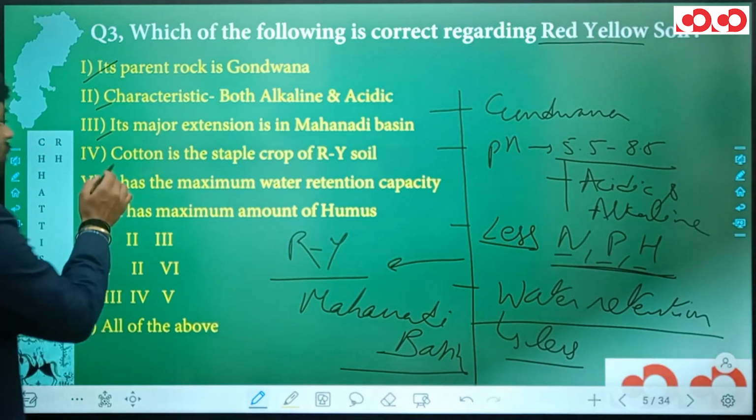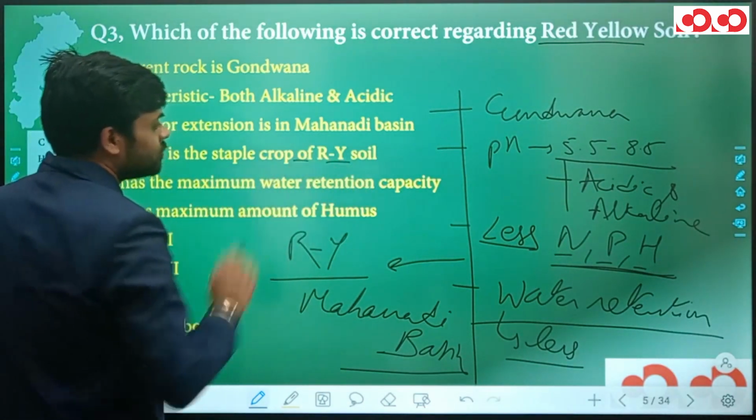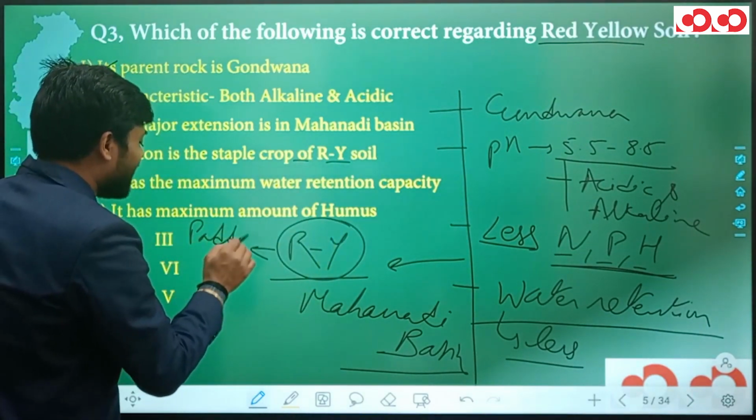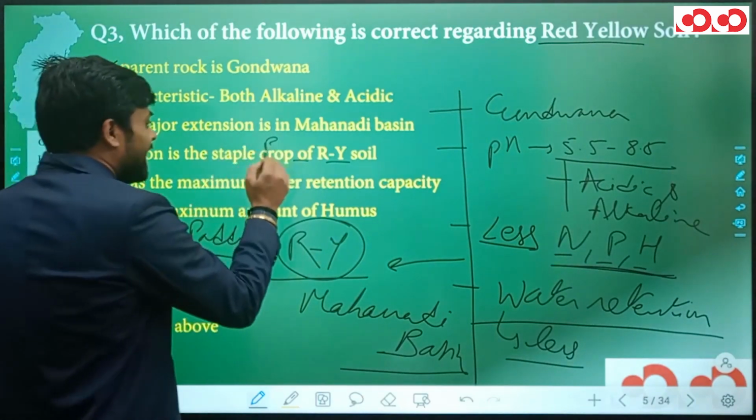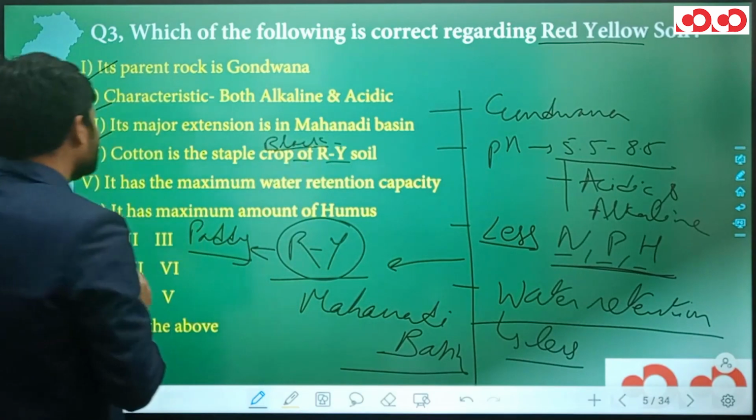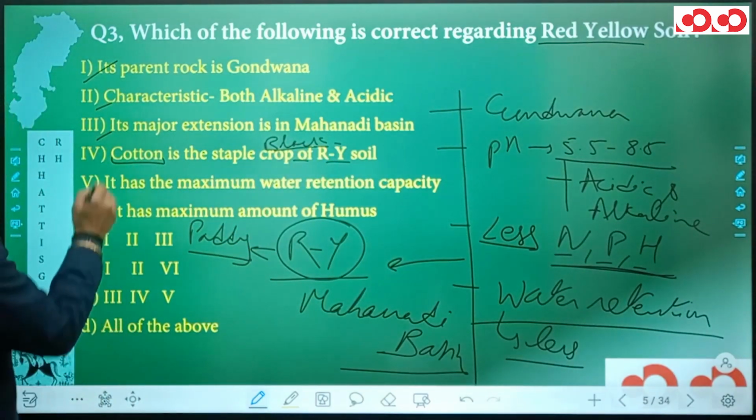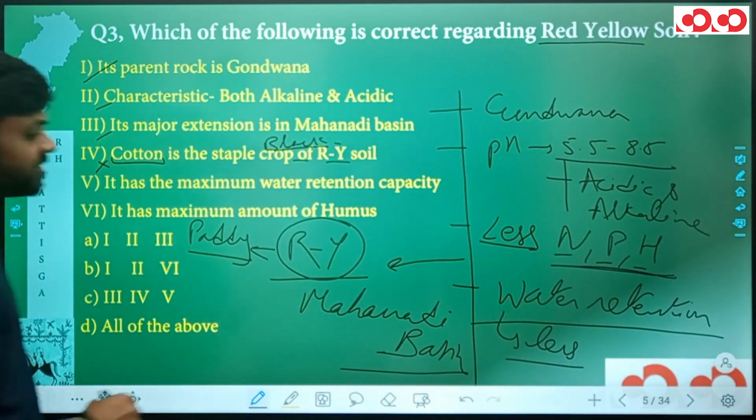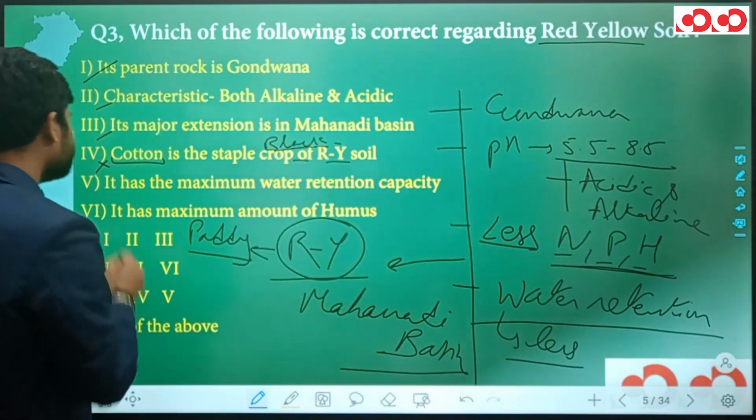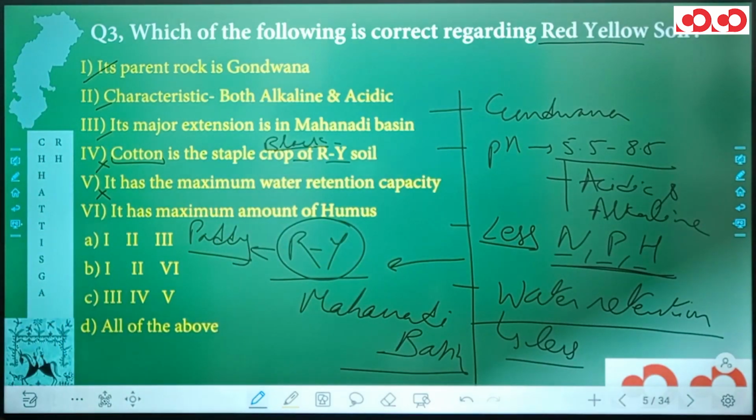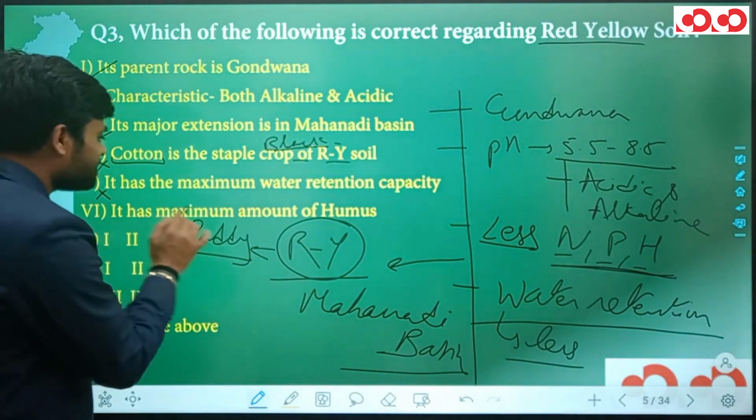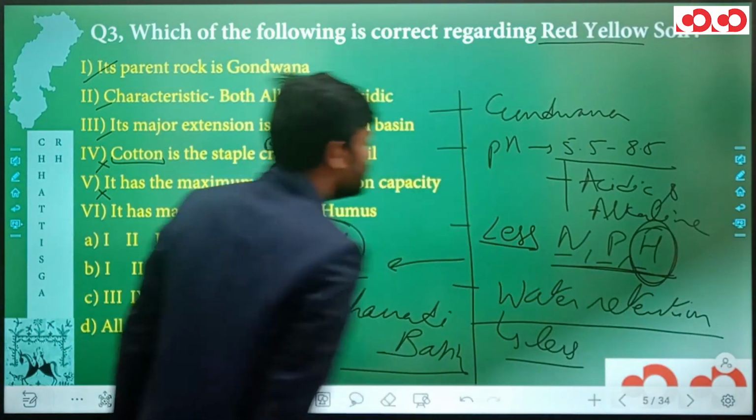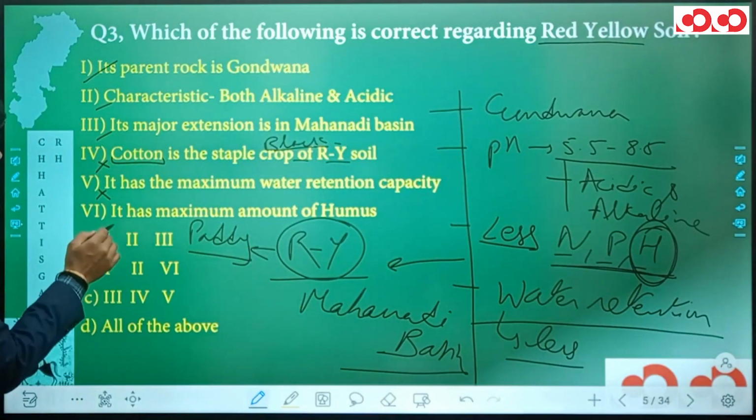Statement 4 says cotton is the staple crop of this red yellow soil. Let me tell you, the staple crop of this red yellow soil is actually paddy, while black soil is more suitable for growing cotton, and hence this statement 4 is incorrect. Regarding statement 5, it has the maximum water retention capacity. We have seen the water retention capacity is relatively less, and hence this statement is incorrect. Regarding statement 6, it says it has maximum amount of humus. I have already told you that it has less humus content, and hence this statement is also wrong.